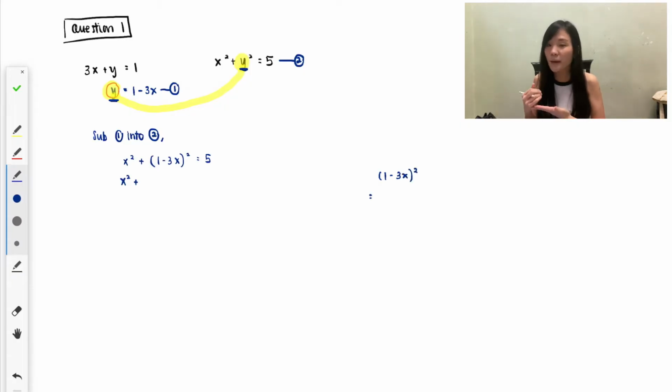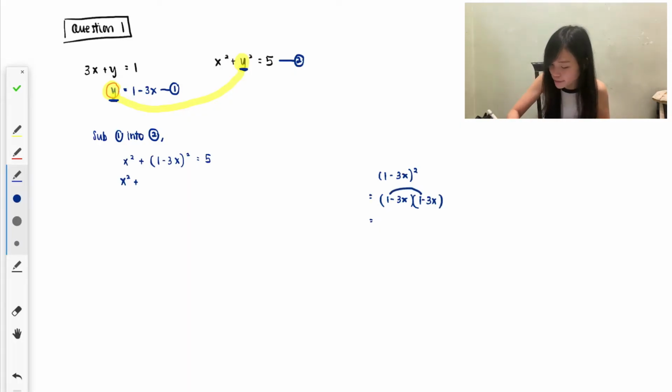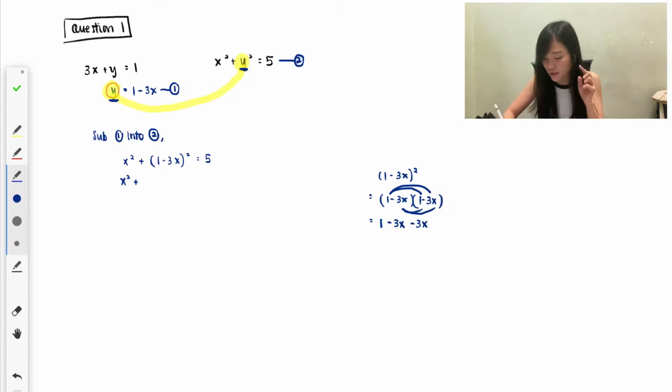So do you guys realize (1 minus 3x) squared means you have 2 of this bracket, double of it? I can write back the same thing for 2 times. So how do we normally expand it? We just slowly expand, like you learned in lower form. So 1 times 1 is 1. 1 times negative 3x is negative 3x. Negative 3x times 1 is still negative 3x. Negative 3x times negative 3x: negative times negative is positive, 3 times 3 is 9, x squared.